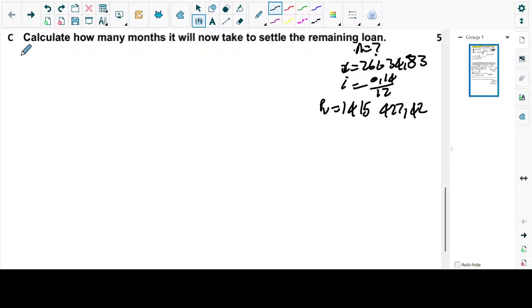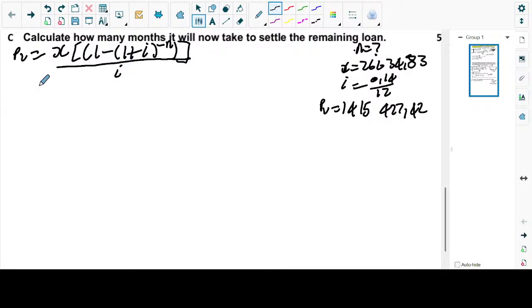We can take the present value formula. PV is equal to X, open a bigger bracket, open another bracket, 1 minus (1 plus i) to the power minus n, close the bracket, close the bigger bracket, all over i.